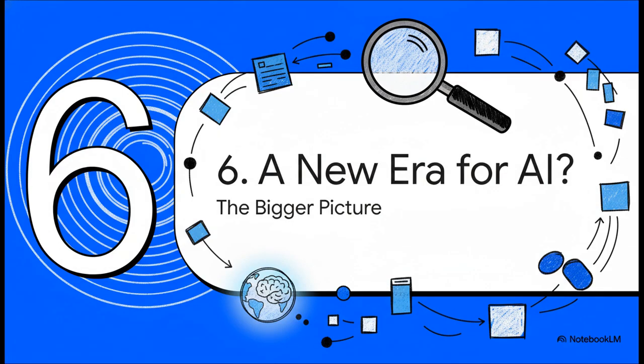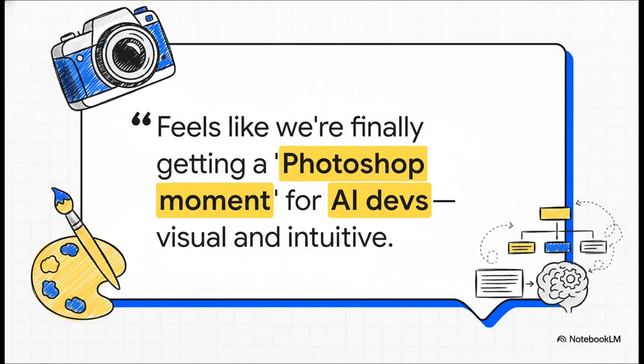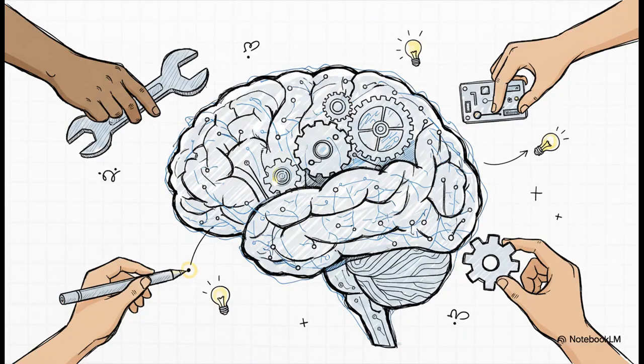Okay, so let's zoom out a little bit. A tool like this comes along. What does that actually mean for the future? Not just for developers, but for all of us. I love this quote. It calls this a Photoshop moment for AI, and that analogy is just perfect. Think about it. Before Photoshop, editing images professionally was this crazy specialized field that almost nobody could get into. Then Photoshop came along with this visual, intuitive interface and just blew the doors wide open for creativity. SIM could be that exact kind of turning point for AI.